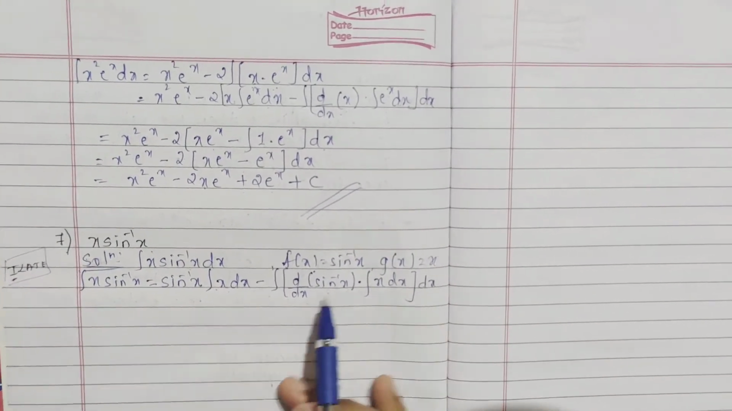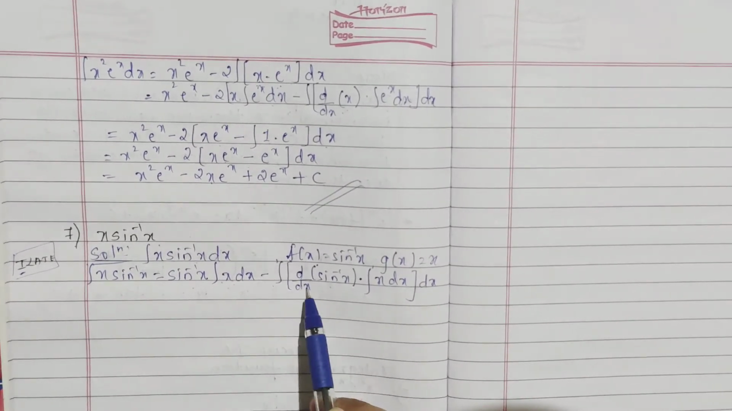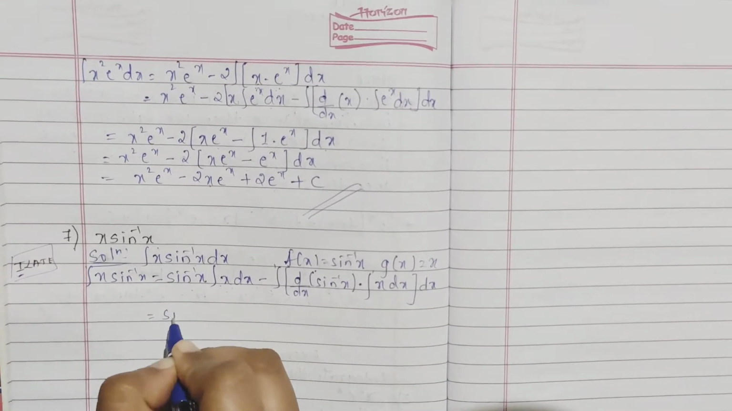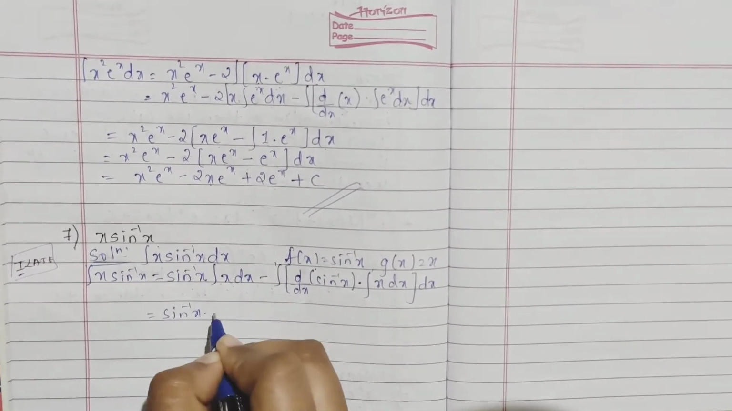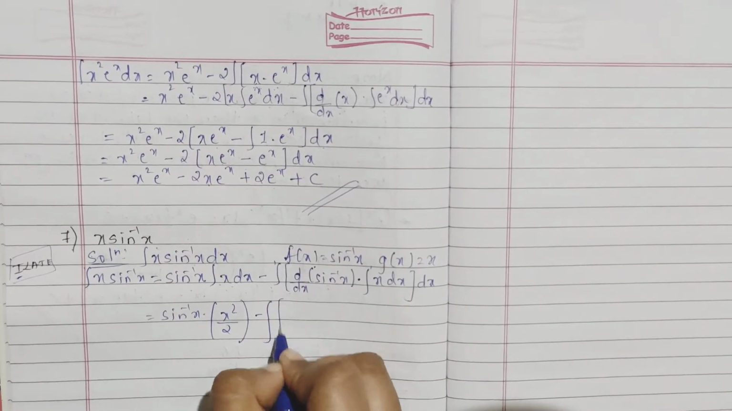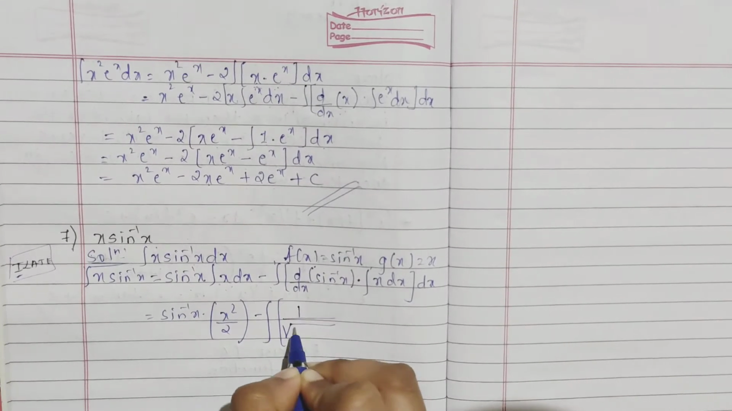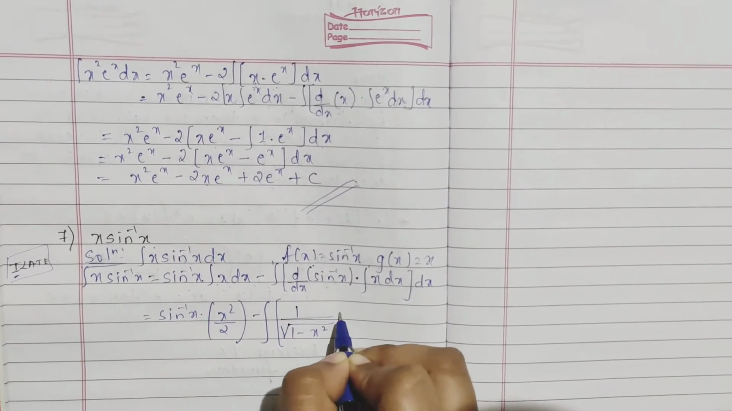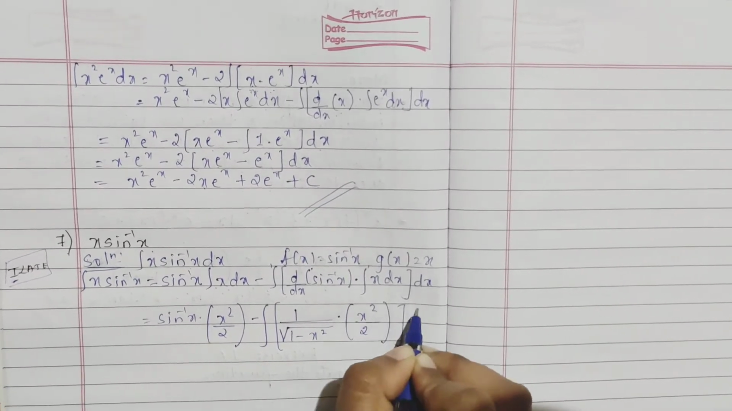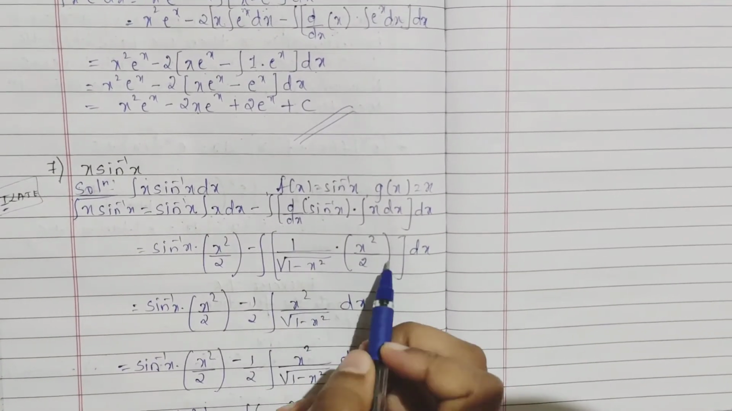So we have got like this, right? First function integrating second function minus differentiation of first function integrating second function. Sine inverse x remains as it is. Integration of x is what? x square divided by 2 minus integral sign comes. Differentiation of sine inverse x is what? 1 by root of 1 minus x square into integration of x, again x square by 2 dx.